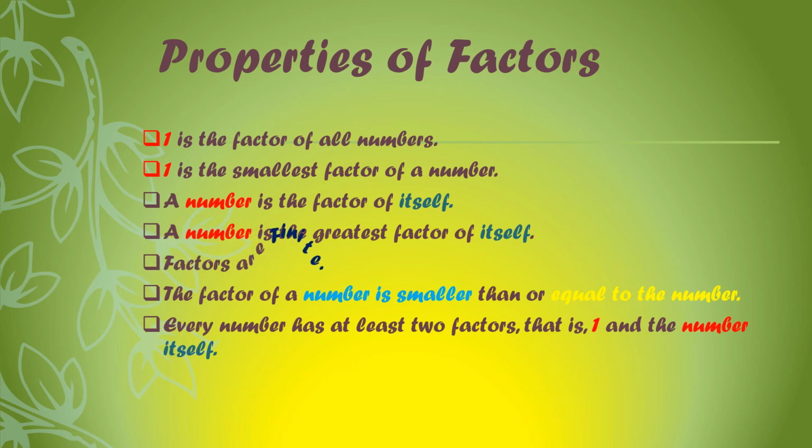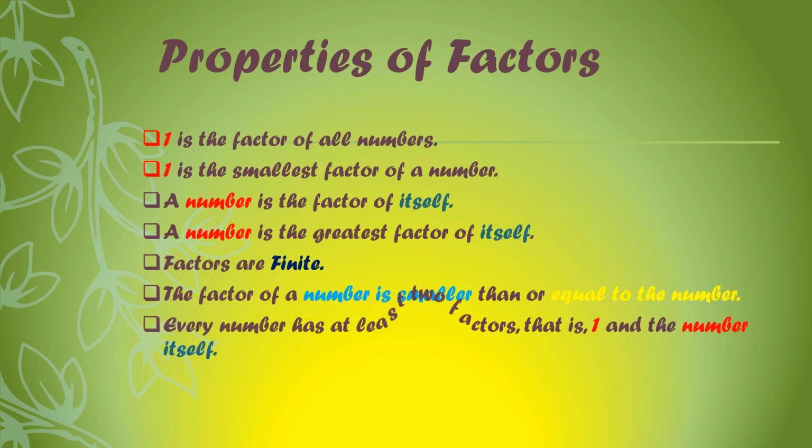Okay. Factors are finite. That means we can count factors. Factors are countable. The factor of a number is smaller than or equal to the number. Say for example, factors of 25. The biggest factor of 25 is 25 and the other factors are less than 25.